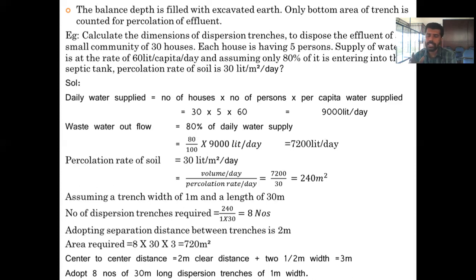Now we need to know how many trenches we have to place, and how much area we have to utilize for that many trenches. That's what we have seen. Initially we have already found out the total area, which means the area only for the trench. We have found this 240 is the area of the trench only. The distance between the trenches is also involved, apart from this.